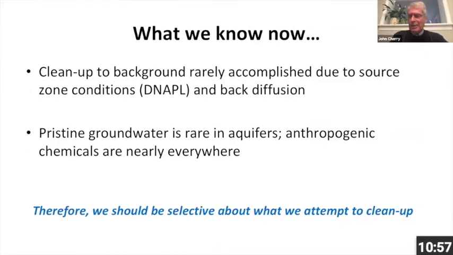Therefore, we should be selective about what we attempt to clean up, because groundwater in active aquifers is more or less like lakes and rivers. There's one type of contamination or another present, and we have to look at all of them in their totality. Next slide, please.